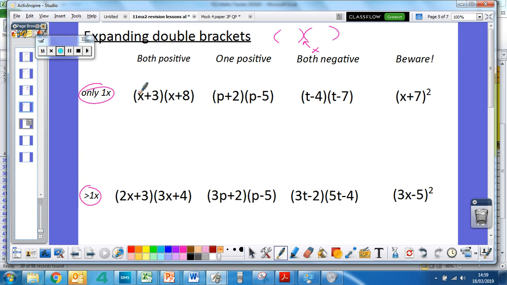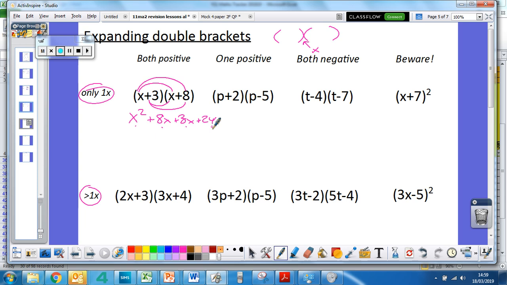We can do this x times x is x squared. And then we can do x times 8 is plus 8x. Now we go for the 3. Plus 3 times x is plus 3x. Plus 3 times plus 8 is plus 24. And if you get 3 out of 4 of those bits, they're called terms, you will get 1 mark in an exam, even if you made one little mistake. If you want full marks, you need to do the next thing.